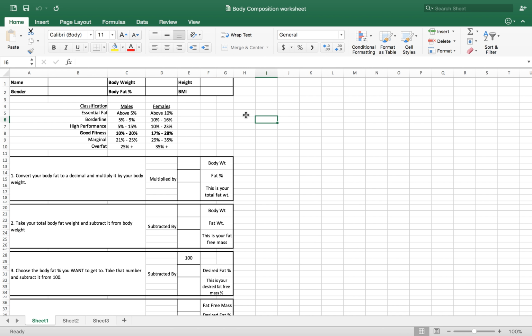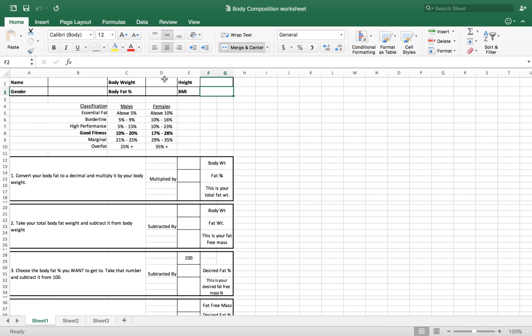Okay, so start off. Obviously, name, gender, your weight, and your height go into the cells. Your body fat percentage, you need to get this tested somehow. In the PowerPoint on Chapter 6, there's about 6 different ways that you can assess your body fat percentage. You can get your BMI by doing the mathematical calculations that's also in the PowerPoint inside of Chapter 6.